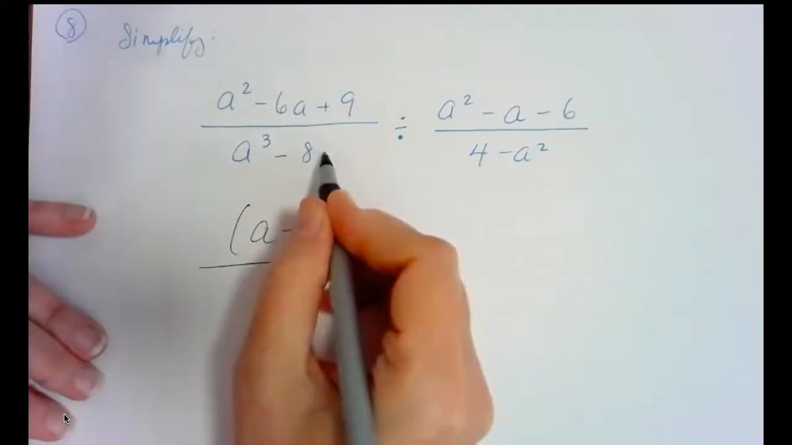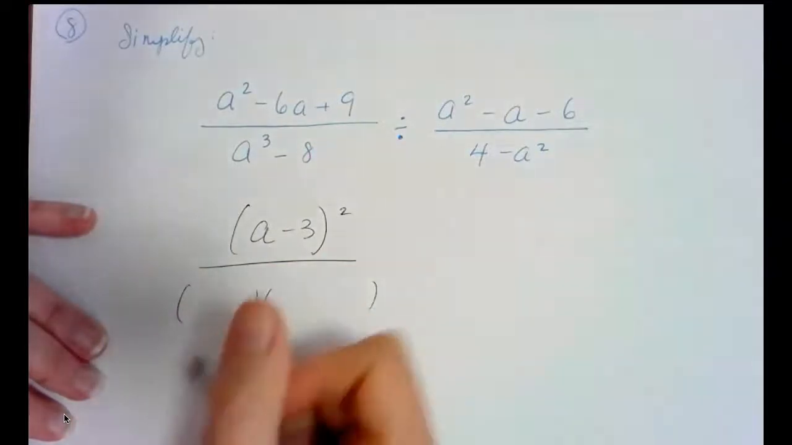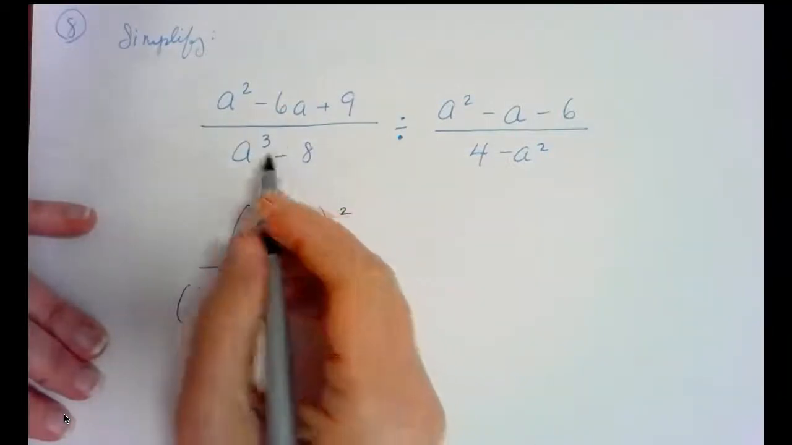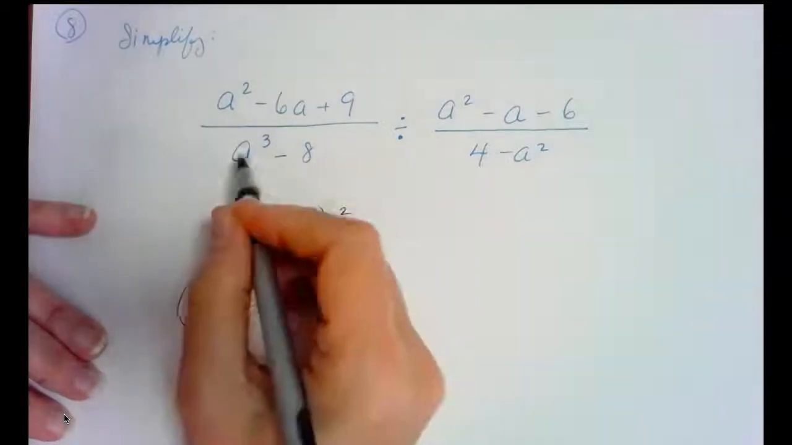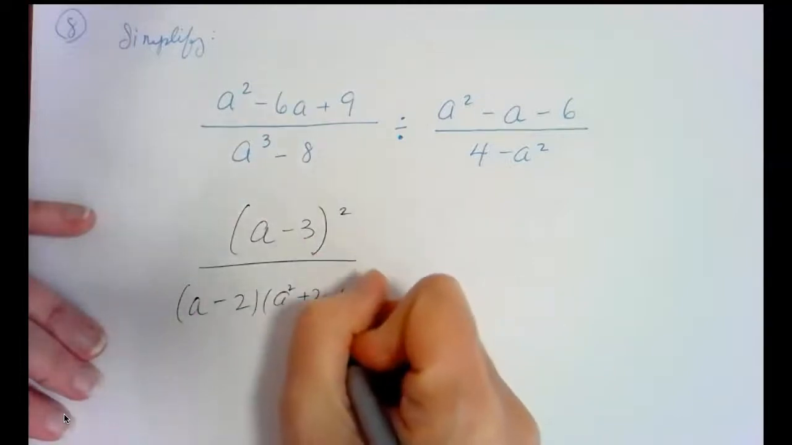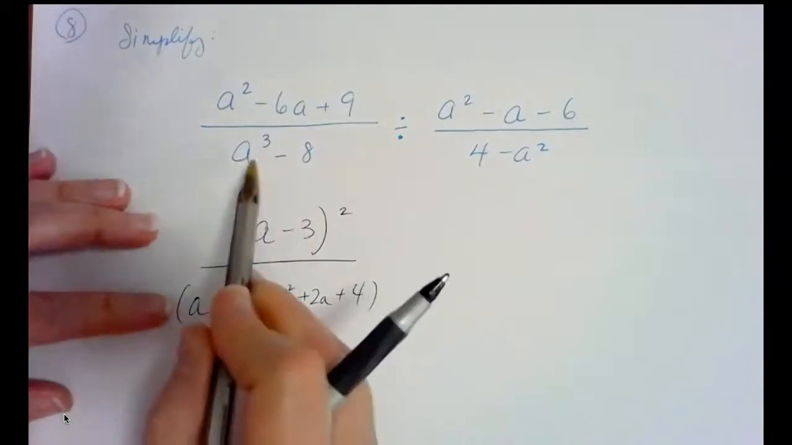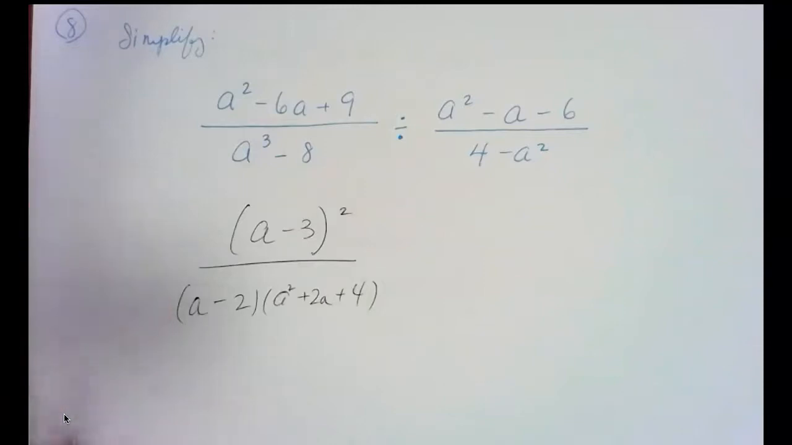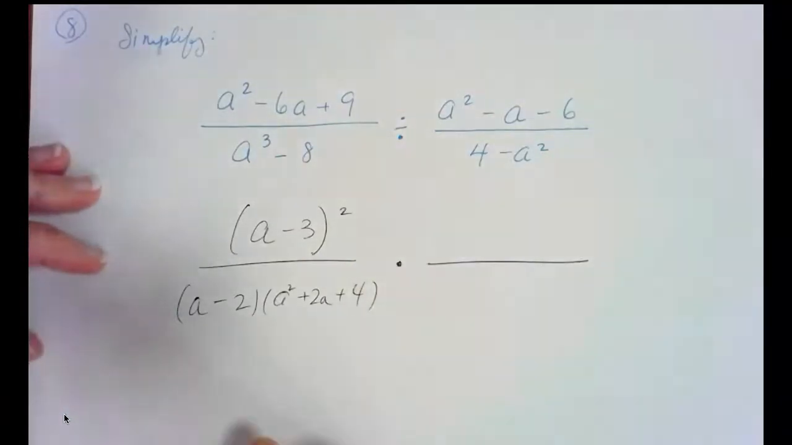To the bottom, the difference of cubes, a binomial times a trinomial. Same sign, opposite sign, always plus. The cube root of a cubed is a. The cube root of 8 is 2. Square the first, square the last, and multiply together. A quick check, does a times a squared give us the a cubed? Yes. Does negative 2 times 4 give us the 8? Yes. Next, times the reciprocal.